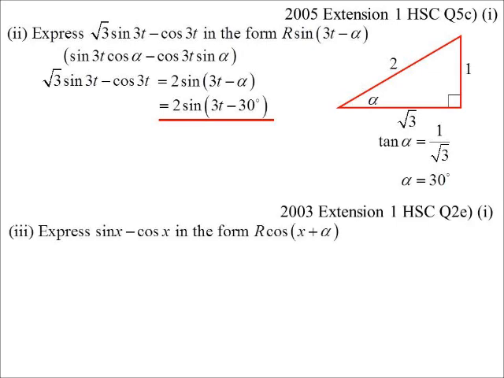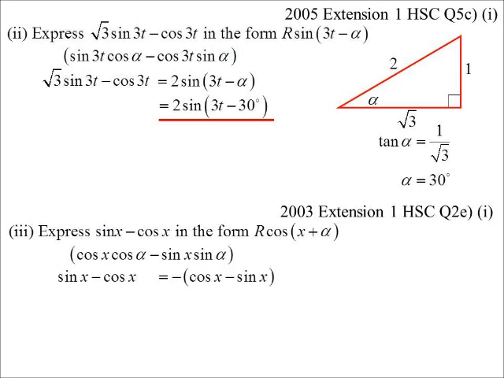Let's have a look at this one from 2003 HSC. Similar sort of thing. Sin x minus cos x, turn it into a cosine function. Okay, so the pattern I want here is sine, well actually I want cos, sine, sine.